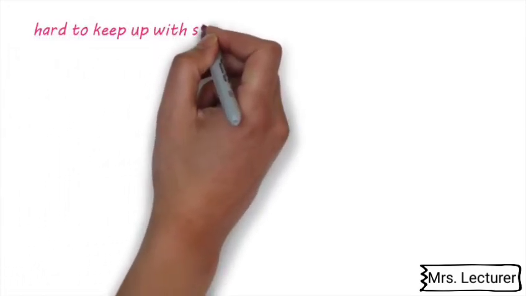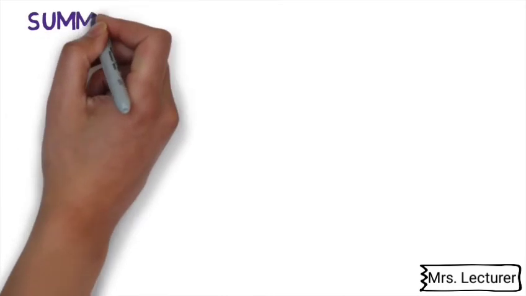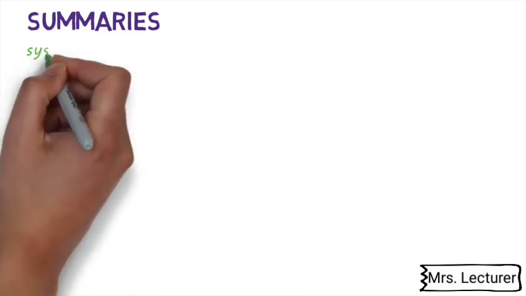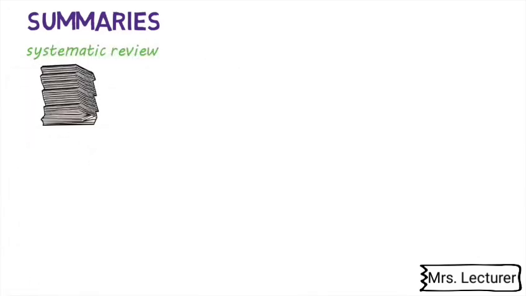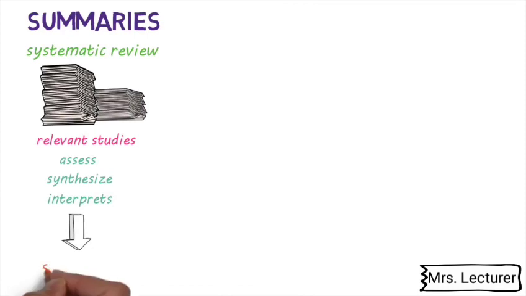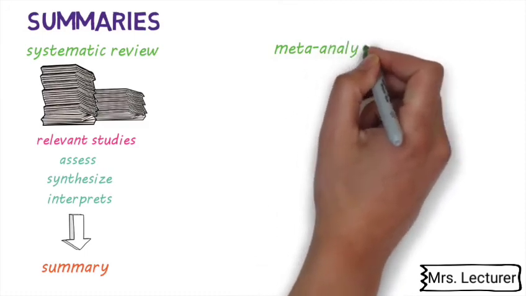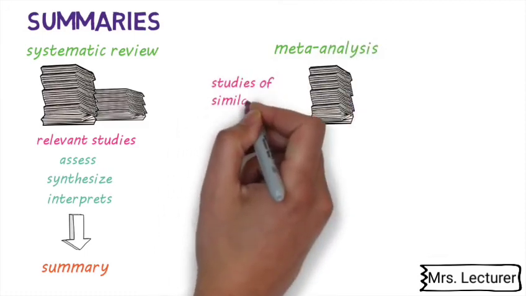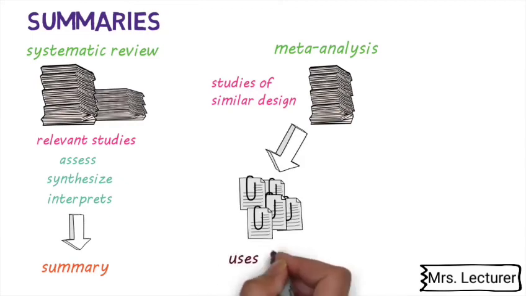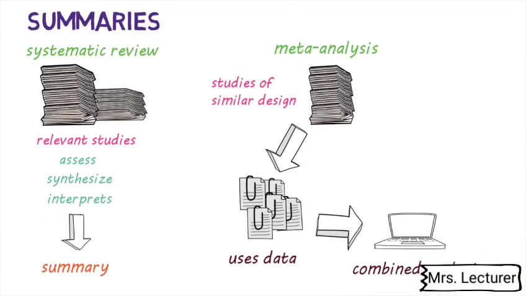Finally, sometimes it's hard to keep up with all the studies that have been done on a particular topic. But thankfully, there are studies that summarize other studies. There are two main ways that this is done. A systematic review systematically identifies all the relevant studies on a particular topic, assesses the quality of each study, synthesizes and interprets the findings, and presents an impartial, unbiased, and balanced summary of the evidence. A meta-analysis uses data from all the studies that have addressed the same question and have a similar study design. It then uses the data from these studies to do a combined statistical analysis and produces a single summary result.